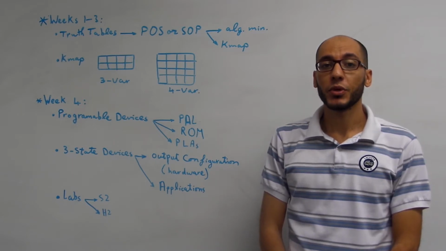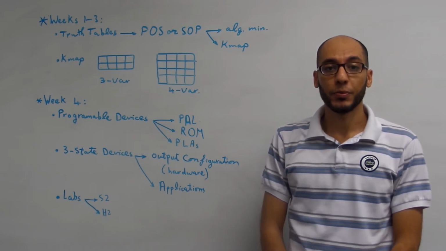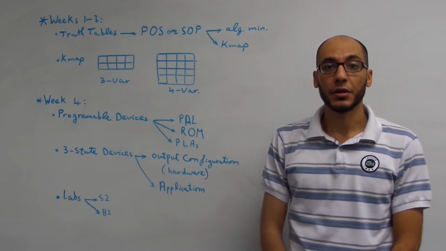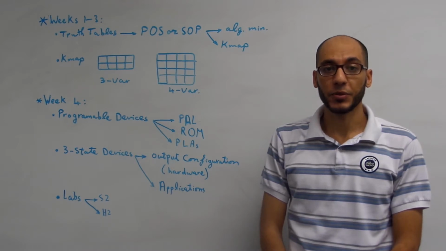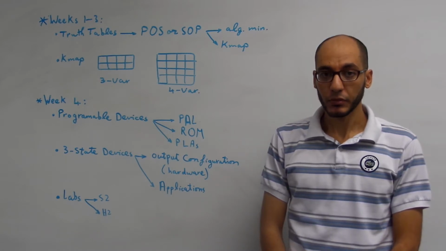In the first 3 weeks we have studied the concept of truth tables and how we could implement a system that has a number of inputs and a single output. We have studied the concept of product of sums and sum of products that could be derived from these truth tables. And by the end of it you can minimize these expressions that you have obtained from the truth table either algebraically or using K-maps.